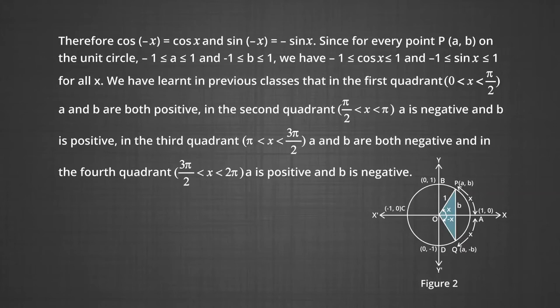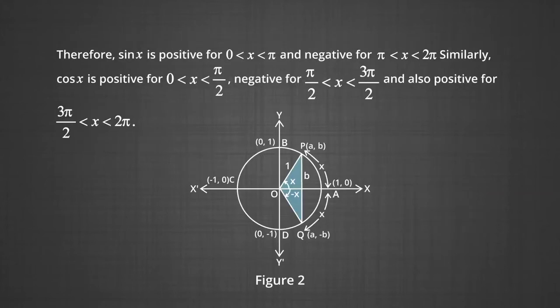We have learned in previous classes that in the first quadrant, that is when x lies between 0 to pi by 2, a and b are both positive. In the second quadrant, that is pi by 2 to pi, a is negative and b is positive. In the third quadrant, that is when x lies between pi to 3 pi by 2, a and b both are negative. And in the fourth quadrant, which is 3 pi by 2 to 2 pi, a is positive and b is negative. Therefore, sin x is positive for all values of x lying between 0 and pi and is negative for all values of x lying between pi to 2 pi.